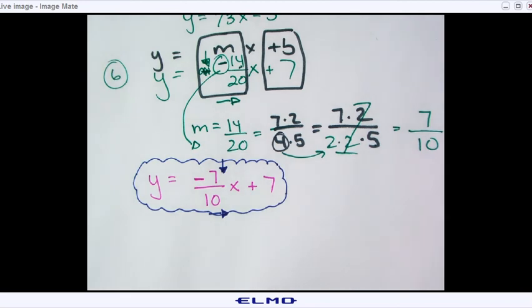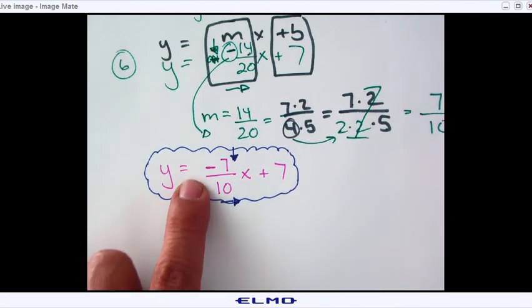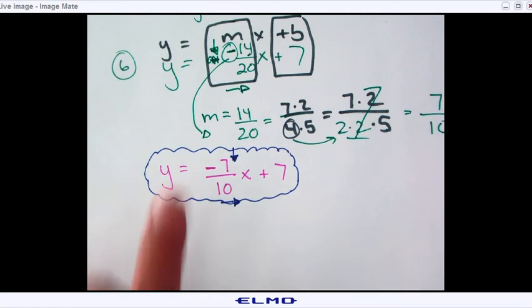Y is equal to negative 7. Now, the negative can be in the middle if you want. That's fine. Okay? But there only could be one negative. All right? So go ahead.